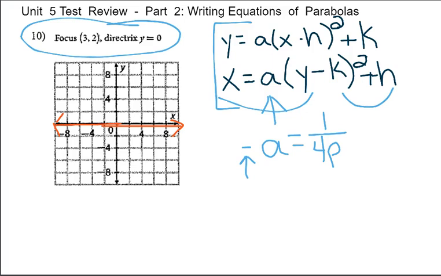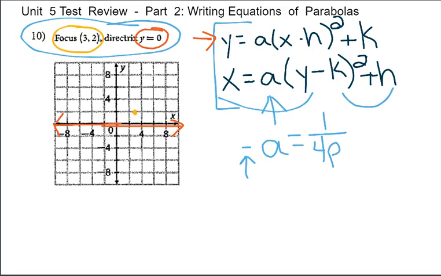Another thing that's helpful to know is when you have a directrix that's y equals, you will always use the y equals equation, because that's the one that has the parabolas that are facing upward or downward. If you have a directrix that's x equals, you would use the other equation. The other piece of information they gave us is that the focus is (3, 2). So go ahead and graph that point. Notice my graph is counting by 2, so be careful about that. (3, 2) is right here.